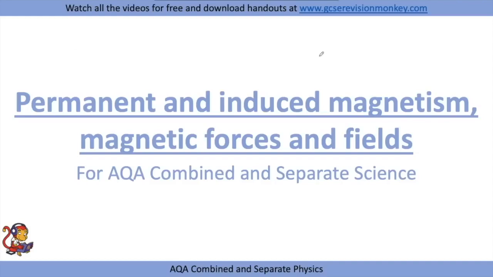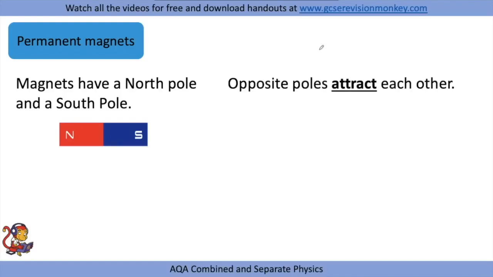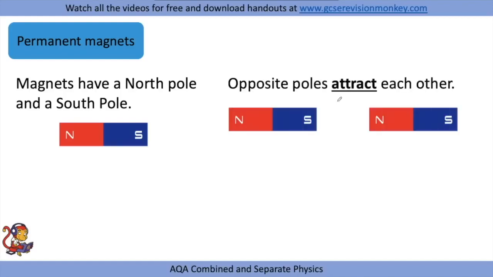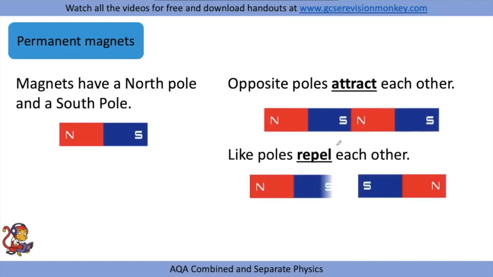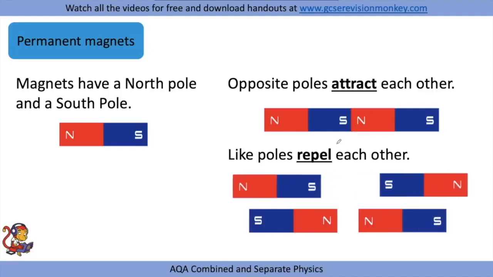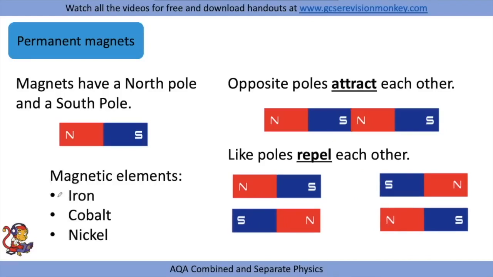Permanent and induced magnetism, magnetic forces and fields. Let's first of all look at permanent magnets. So permanent magnets have a north pole and a south pole, and opposite poles attract each other, so north and south here will attract, and like poles repel each other. So if you bring two south poles together, those will both repel, and if you bring north poles together, they will also repel.